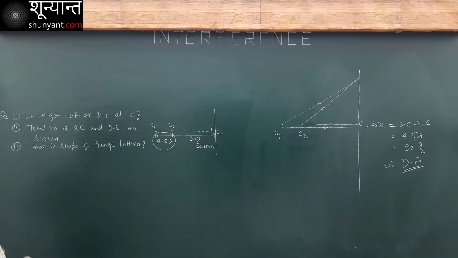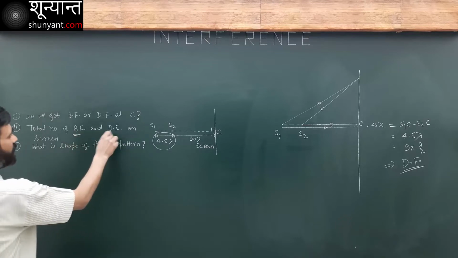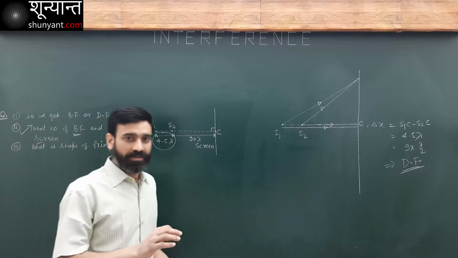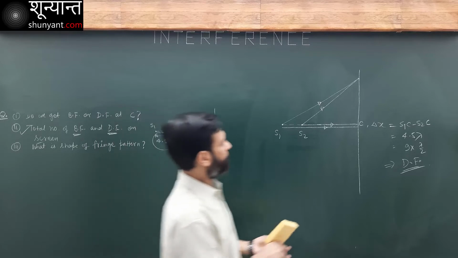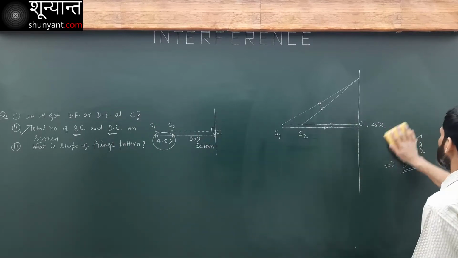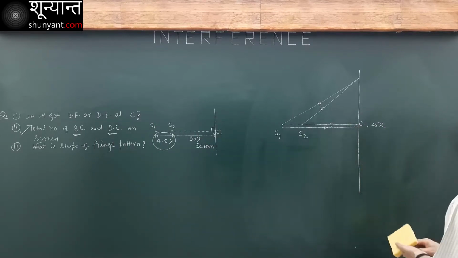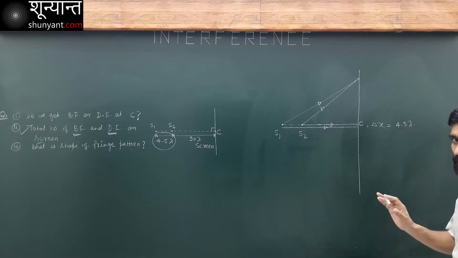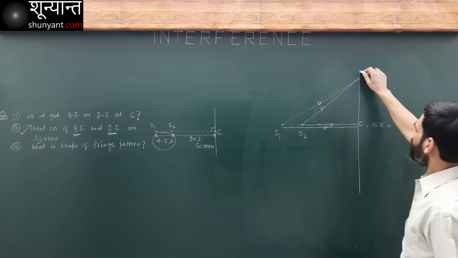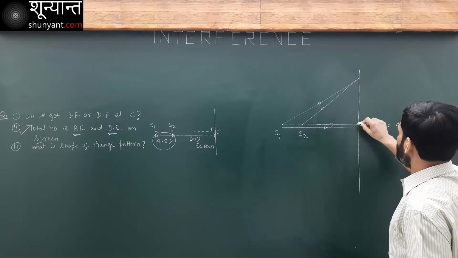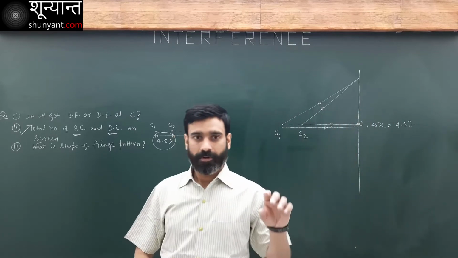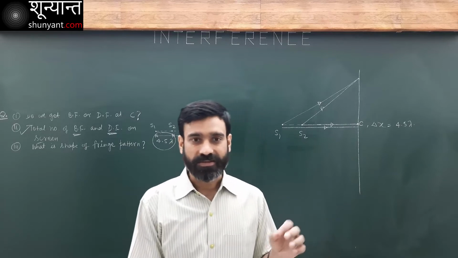Now, the total number of bright fringes and dark fringes on the screen, and what is the shape? Okay, let's discuss this. What do you think? What is going to be the total number? If the path difference at the center here is 4.5 lambda, what will the path difference be when I start moving up? Is it going to change? Is it going to increase or decrease?